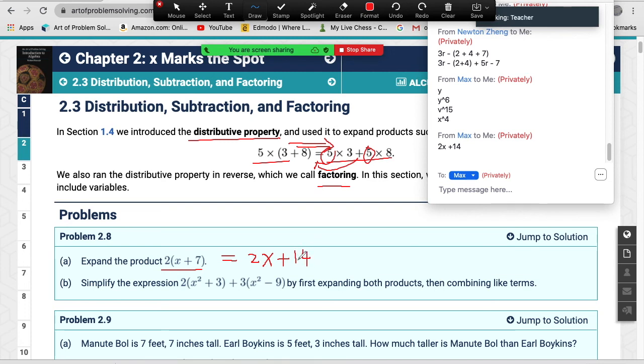Now let's see B. Simplify this expression by first expanding both products, then combining like terms. So to simplify this, they said first you need to expand both products, then combine like terms. So everybody do this. See what you get.